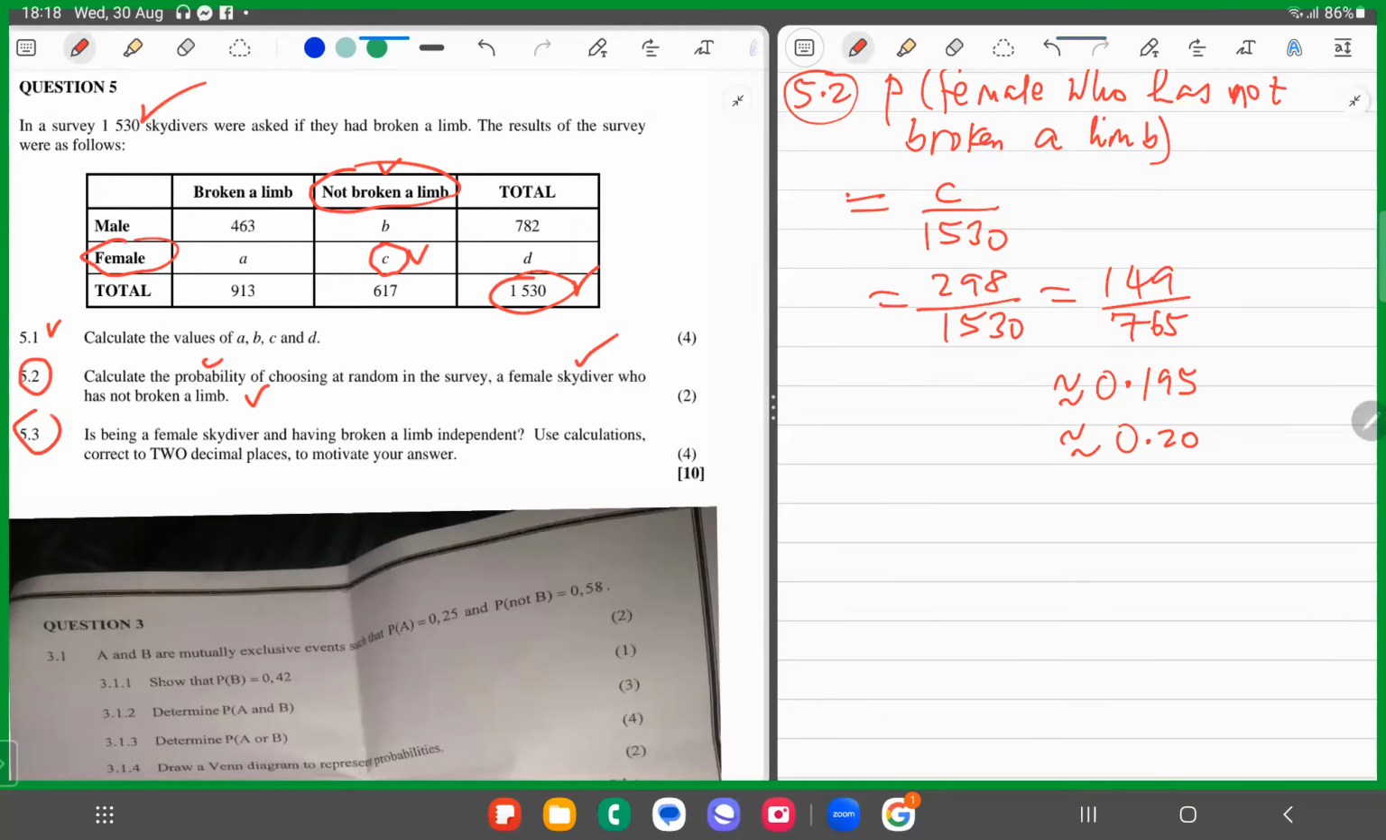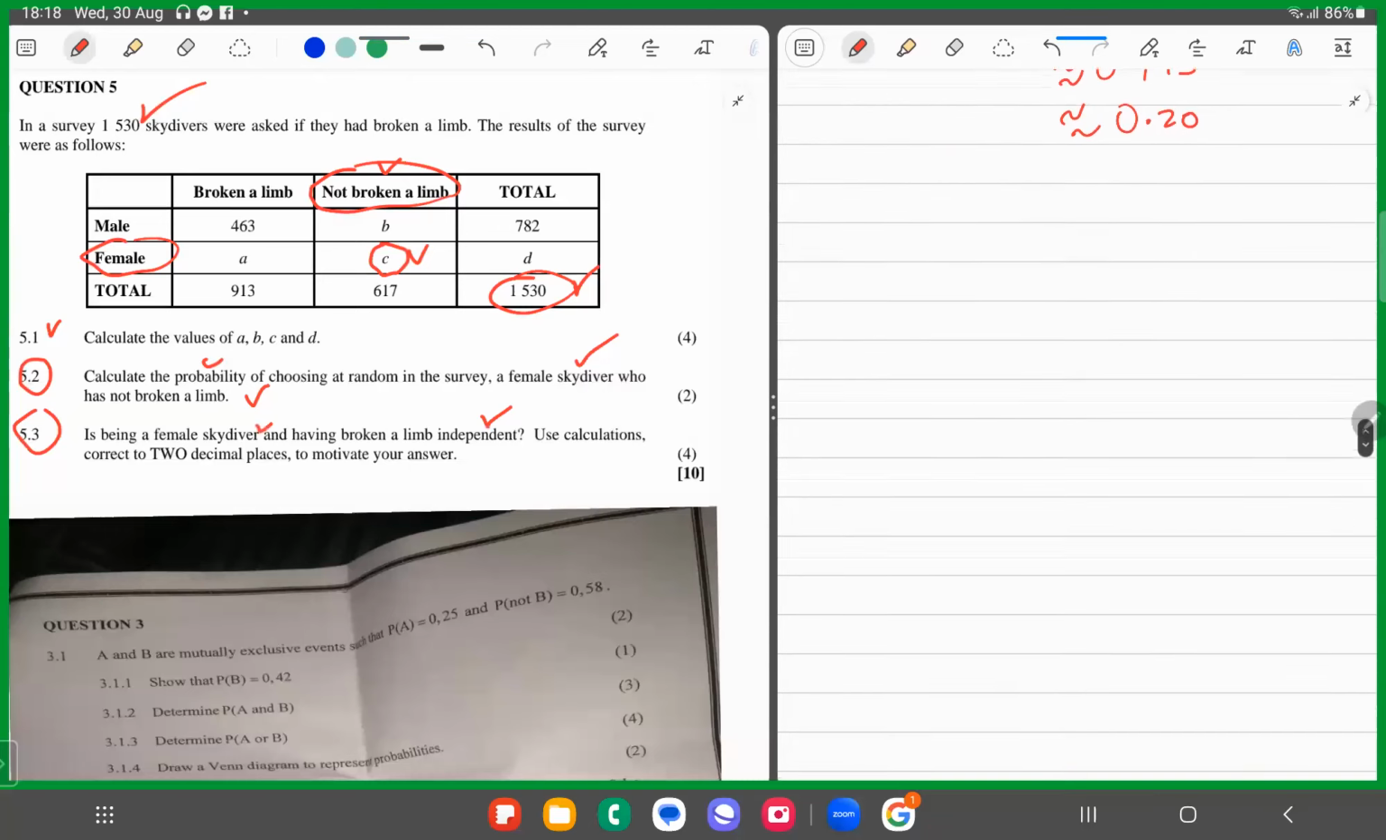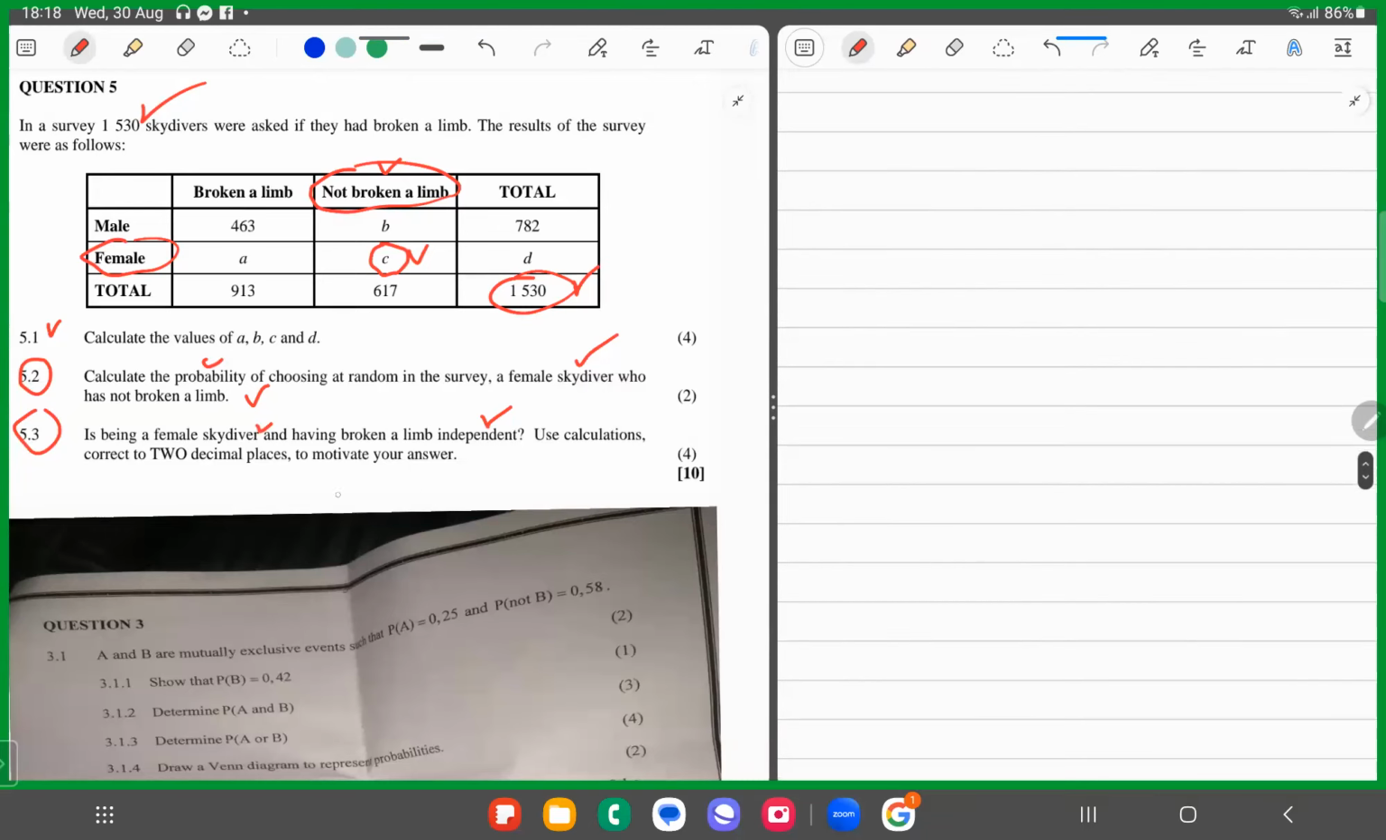Now in 5.3: is being a female skydiver and having broken a limb independent? Use calculations correct to two decimal places to motivate your answer. All right, now we're going to look at two things here. We're going to consider the following.